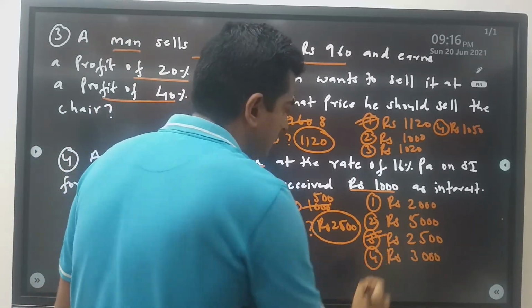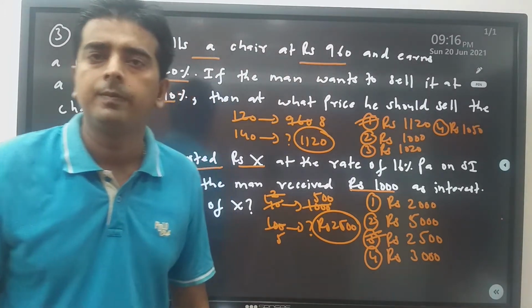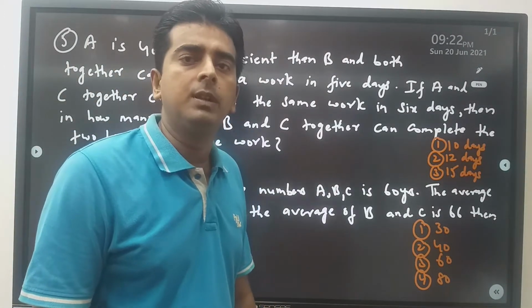2500, which is nothing but third option. So I hope you are clear with the previous question. Now we'll see the fifth one.